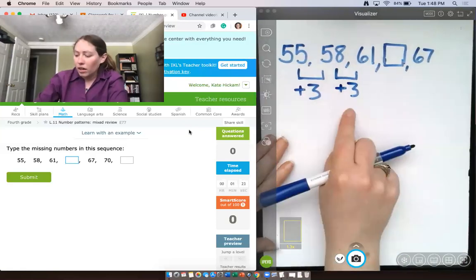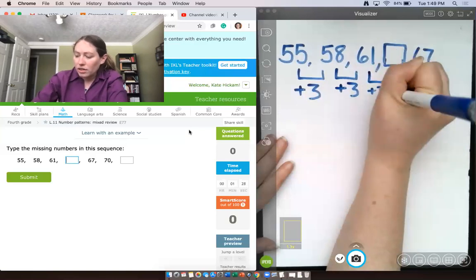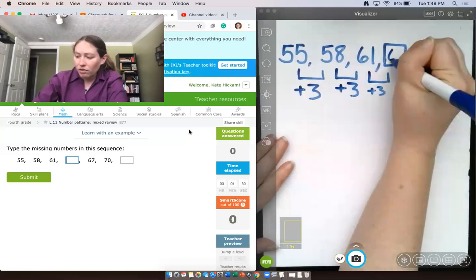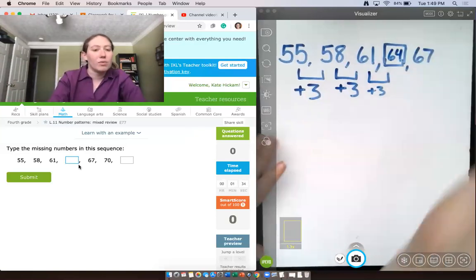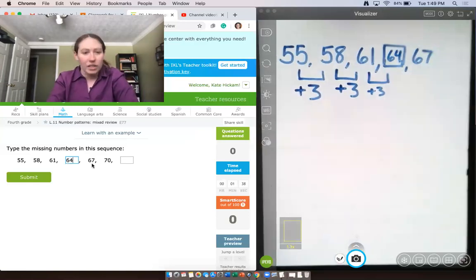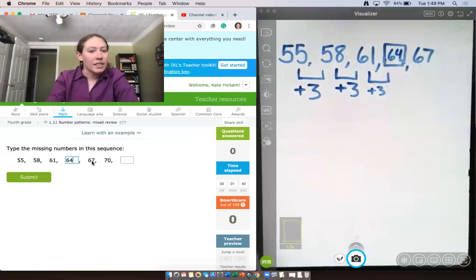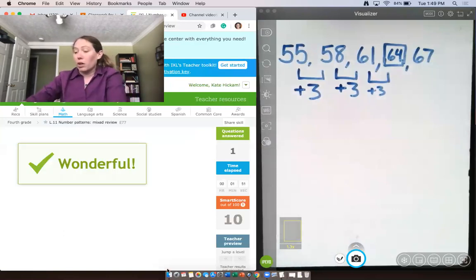So 61 plus 3 would equal 64. And that's how we know how we're going to increase. So 64 here. Now 64 plus 3 does equal 67. 67 plus 3 does equal 70. And then 73 because we're still adding that plus 3. It's similar to the input-output tables that we've been working with.